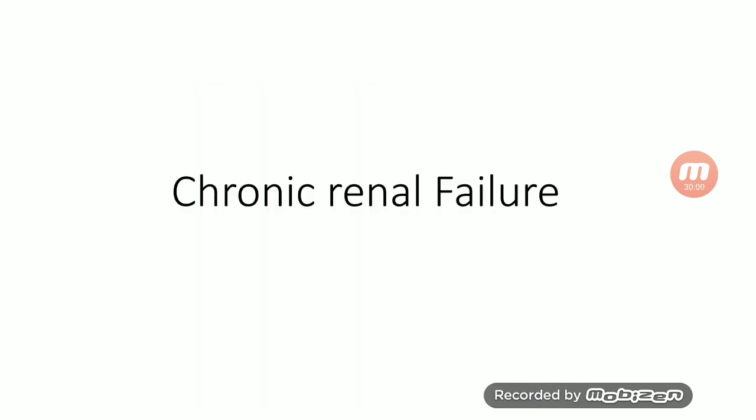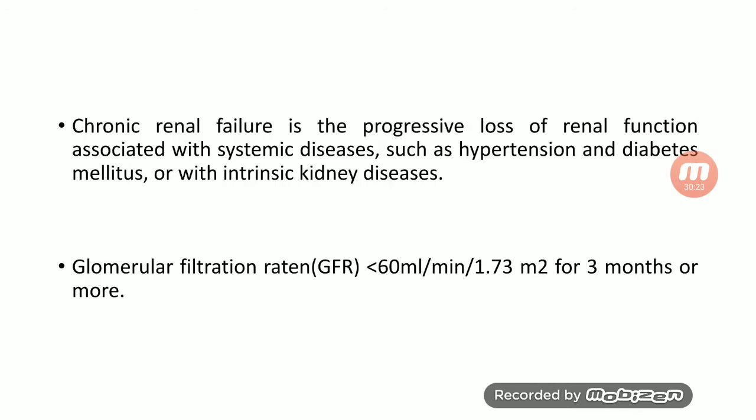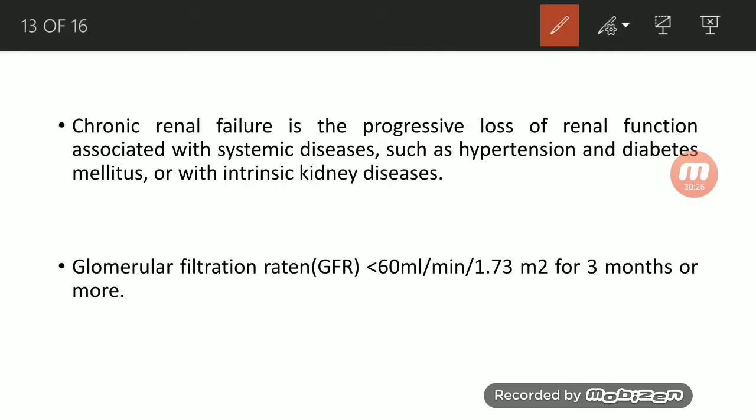Next we come to chronic renal failure. The term chronic itself means that the onset is not going to be abrupt, so it takes time for chronic renal failure to develop. Chronic renal failure is progressive loss of renal functioning. Progressive loss means it is going to take time. It is not abrupt in nature.